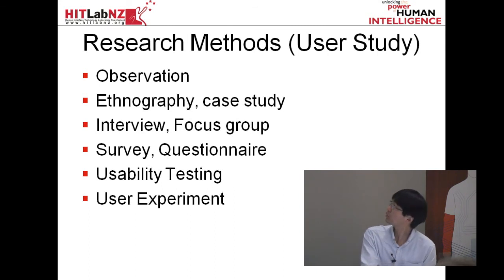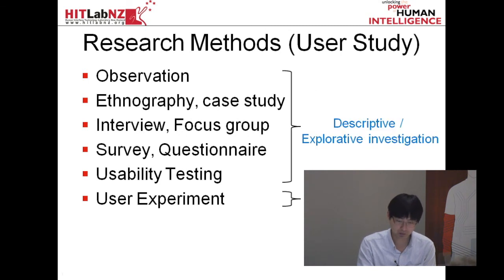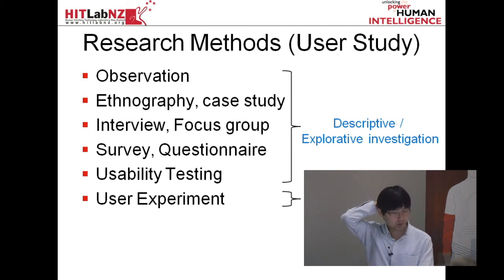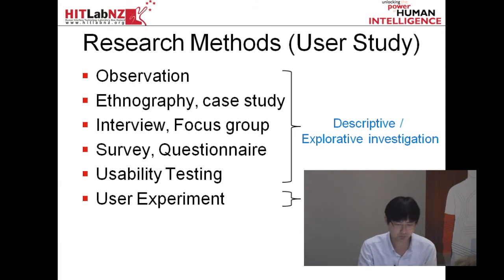We've talked about different types of research methods, which are basically types of user studies we can do. Today we're going to talk about the user experiment, which is at the very bottom of this list. Most of the methods up here are for descriptive or exploratory investigation, while the user experiment is for experimental investigation, as its name reflects. Of course, I'm not saying that you cannot use questionnaires in a user experiment. It's just that a survey as a main research method might be more descriptive rather than experimental.